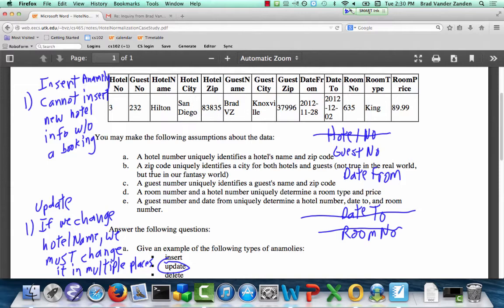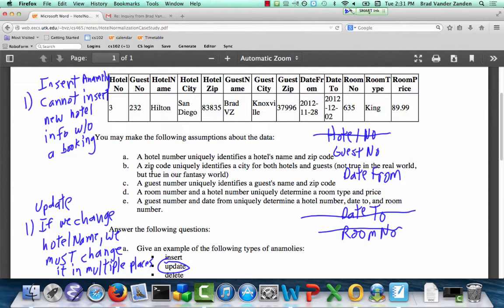Right. So if you insert a new tuple, you're going to be potentially repeating a lot of information. Like if I have another reservation, say, for room 600 at the Hilton in San Diego, not only do I record unique information, which presumably is the guest number and the date from and the date to and the room number, but I'm repeating a lot of information. I need to repeat the hotel number, and the hotel name, and the hotel city, and the hotel zip, and the guest name, and the guest city, and the guest zip, and the room type, and the room price.